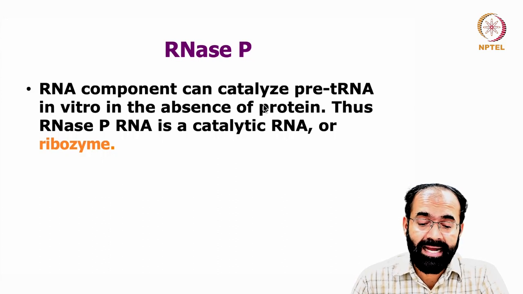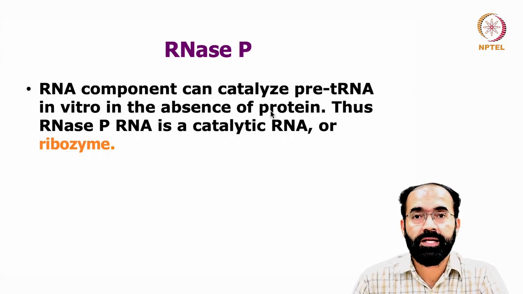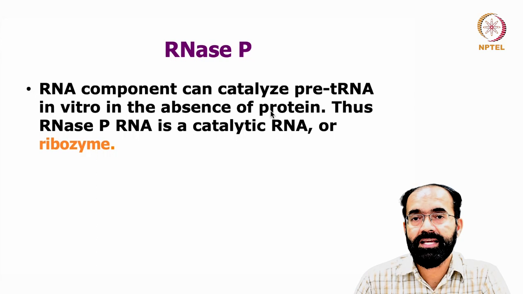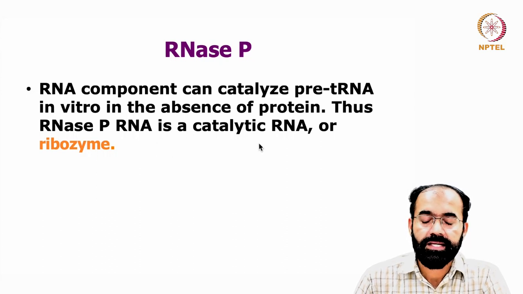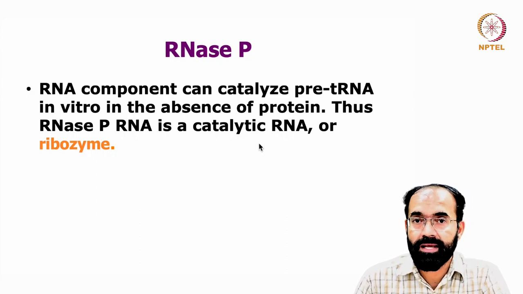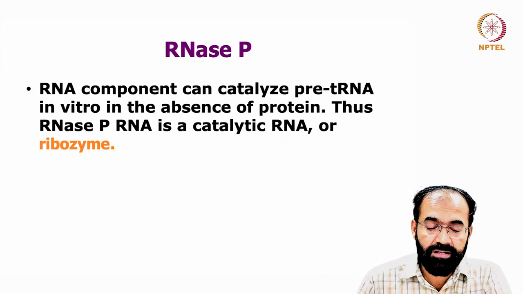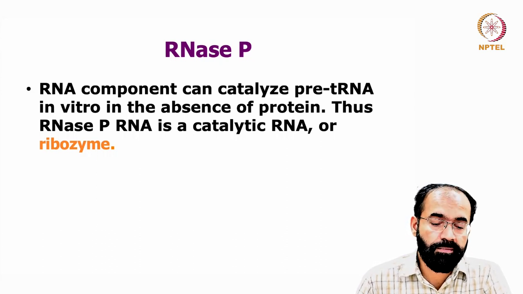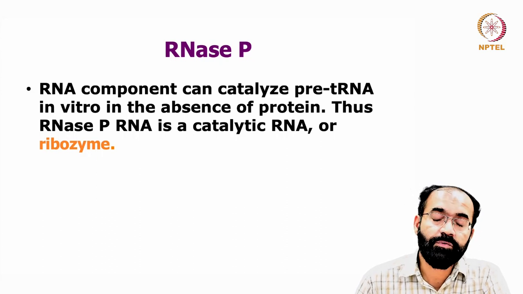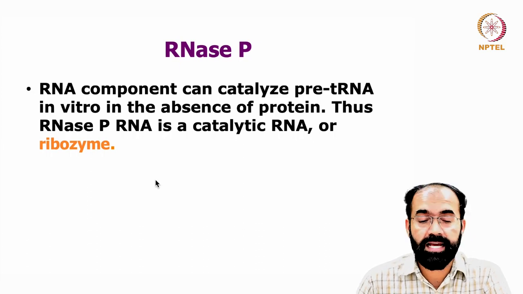RNA component can catalyze the pre-tRNA in vitro in the absence of protein. So that is why we can call RNase P a typical ribozyme. Why? Because protein provides structural stability, and RNase P is basically a ribozyme because the RNA component of RNase P is the one which is participating in the removal function, the removal of the leader sequence. So that is why we call RNase P a typical ribozyme in the maturation of tRNA ends.